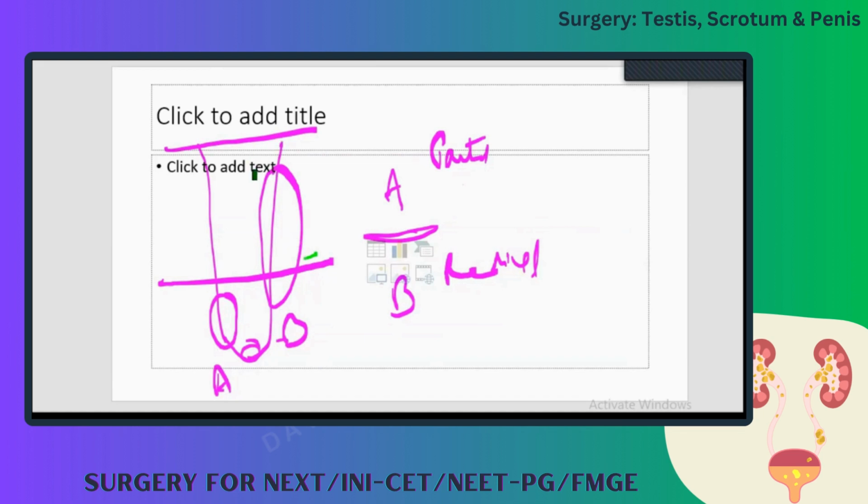If it occupies the entire length, and we can't leave a sufficient length for the patient to do two things: one is to stand and void. The patient should be able to stand and void. Second thing, he has to have erection and intercourse. If these two things are there, you can go for partial penectomy. If you are not able to give this, go for a radical penectomy. Clear? Yes, sir.